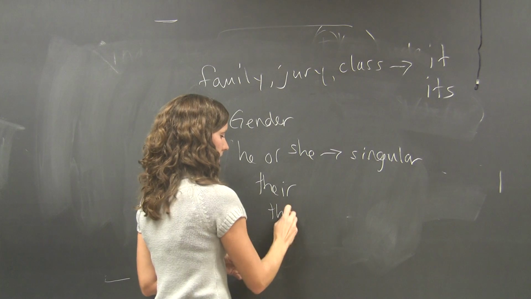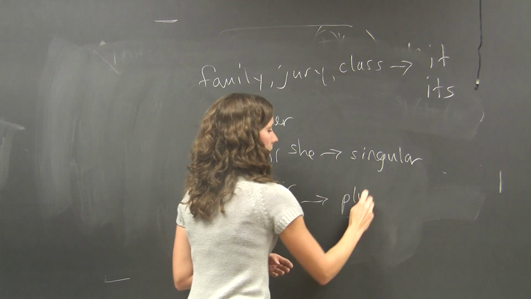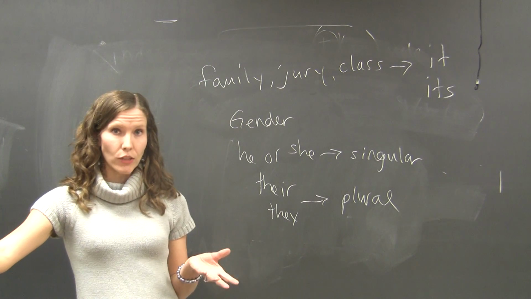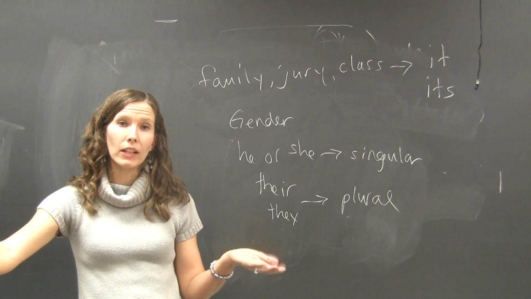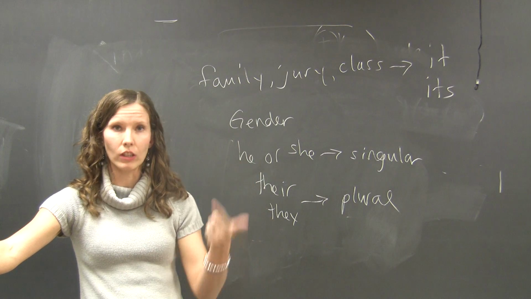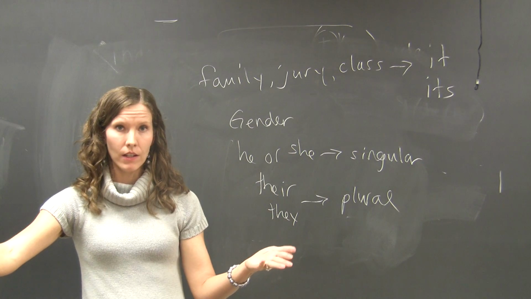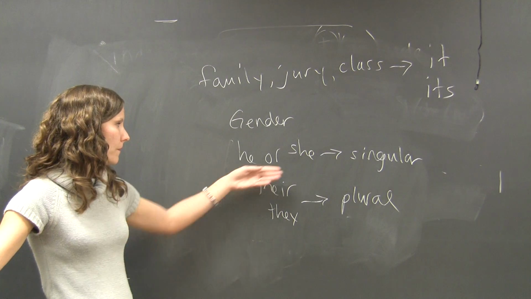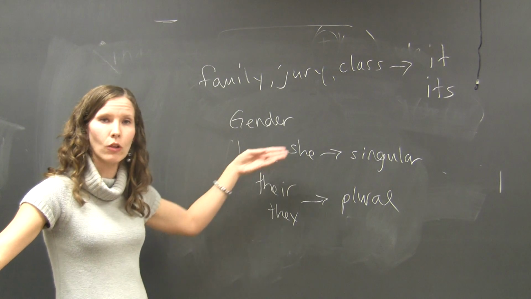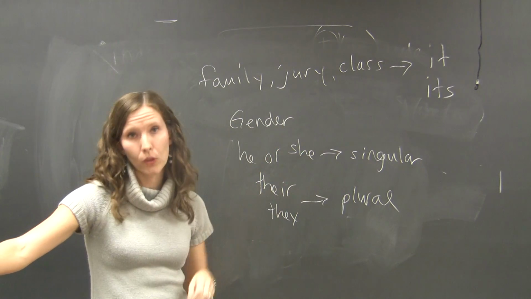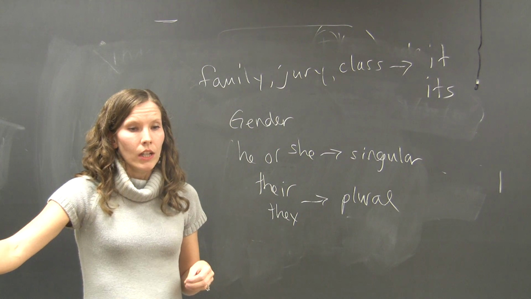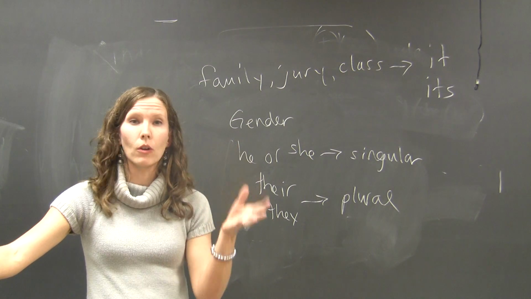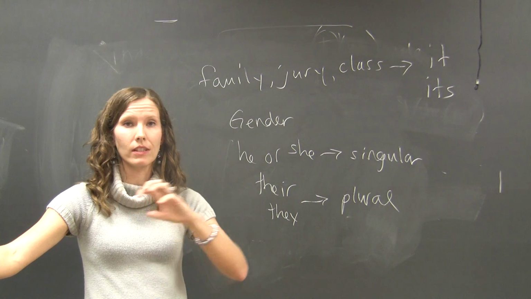Their or they is plural. If your antecedent is singular and you don't know if it's male or female, like doctor, politician, anybody, somebody, that could be a man or it could be a woman. So in that case, you have to use this kind of awkward pronoun, which is he or she, or his or her. So for example, the doctor looked in his or her notebook. If you don't know if the doctor is a man or a woman, you have to say his or her.